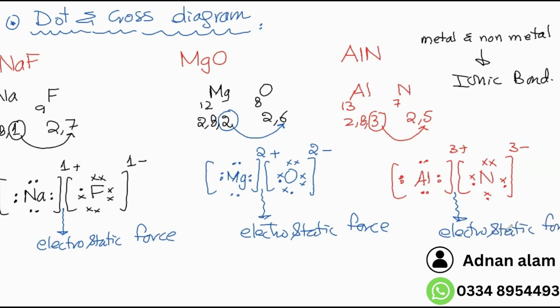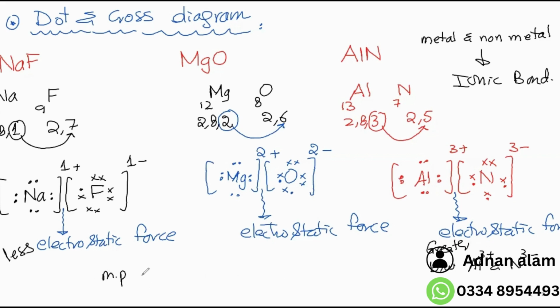Now which of these ionic compounds has the greater melting point? If the question asks which of these ionic compounds has the higher melting point, you can compare them mutually. Aluminum nitride has greater electrostatic force between the tripositive and trinegative ions. The +3 and -3 ions will have greater electrostatic force as compared to sodium fluoride. Sodium fluoride will have less electrostatic force. So the melting point will be greater for aluminum nitride, because where the electrostatic force of attraction is greater, the melting point will be greater, right?